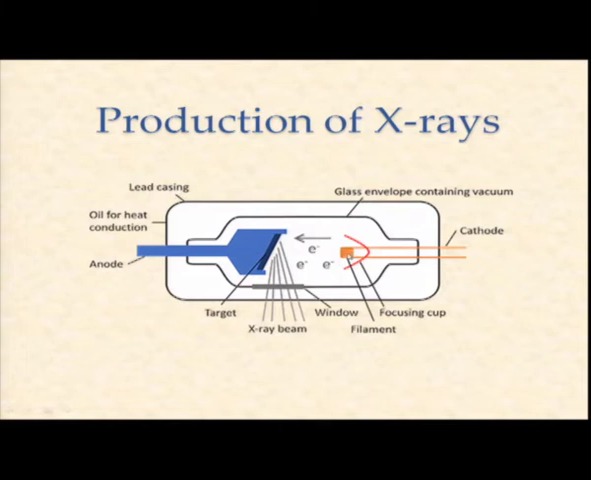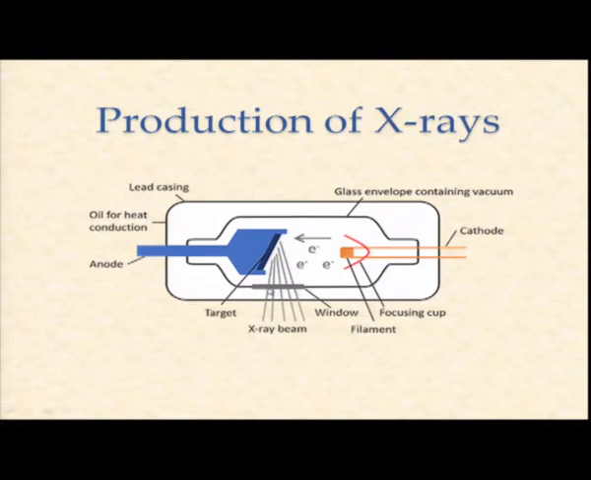Using the thermionic emission concept, electrons can be ejected from this cathode. Then this is the focusing cap. This red colored one is the focusing cap, and this one is the filament. Tungsten filament is used mostly. Then this is the window to receive the produced X-rays.